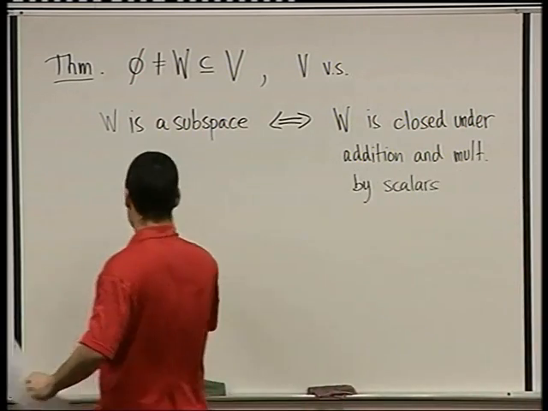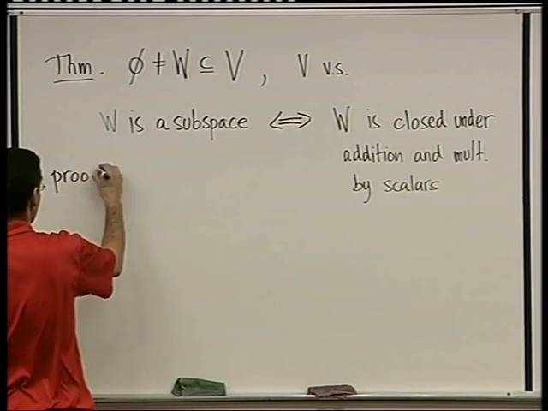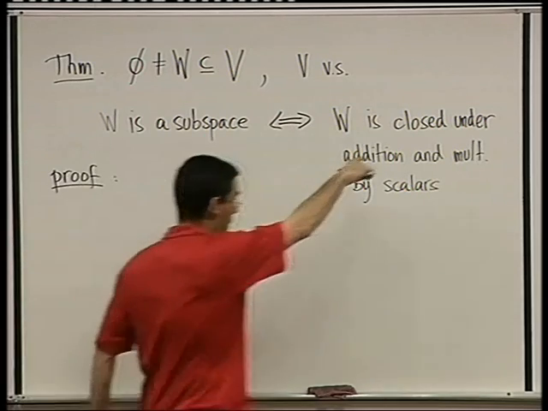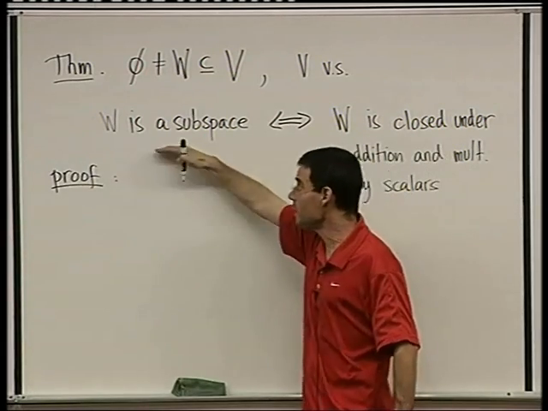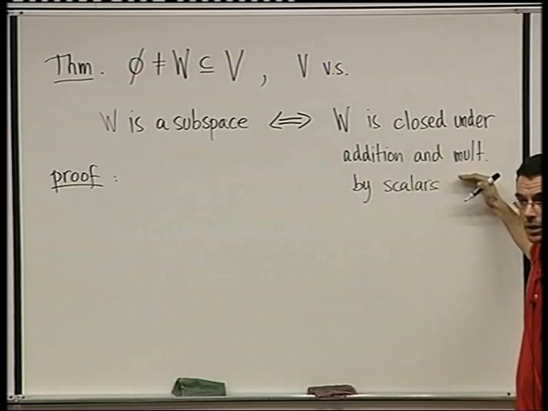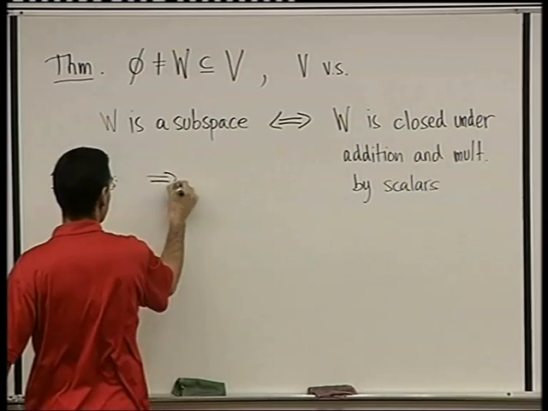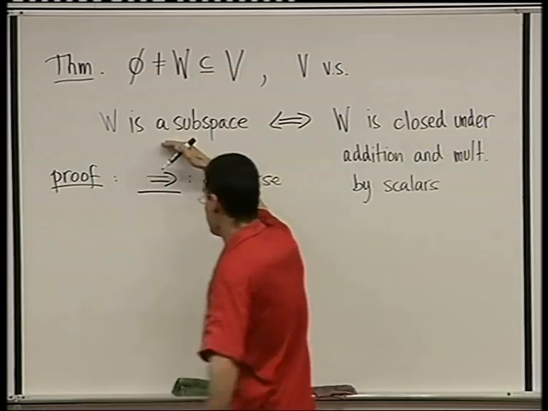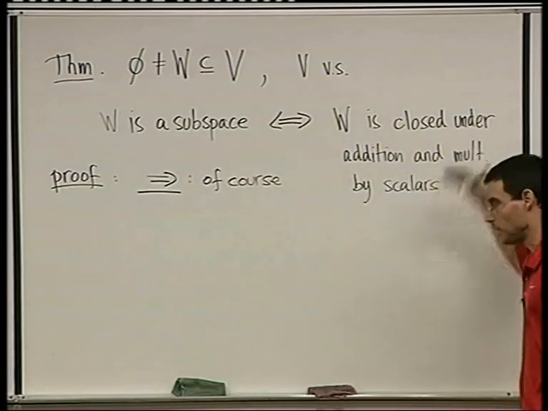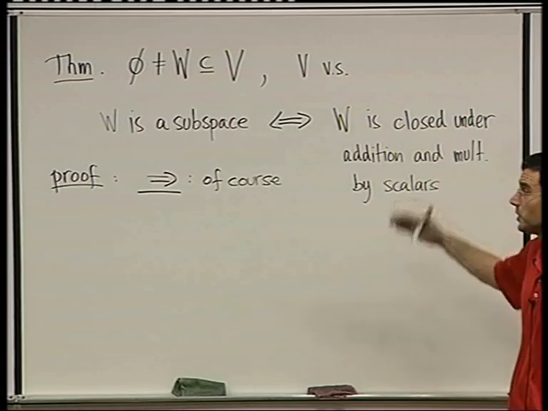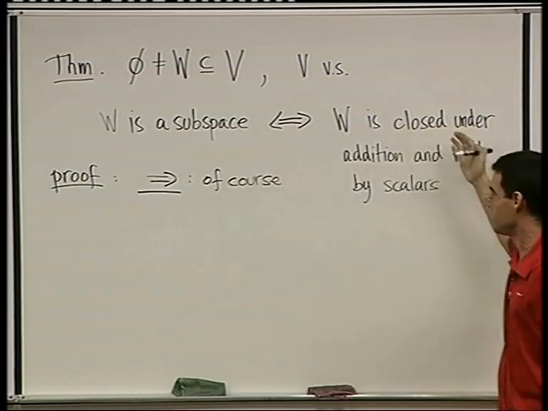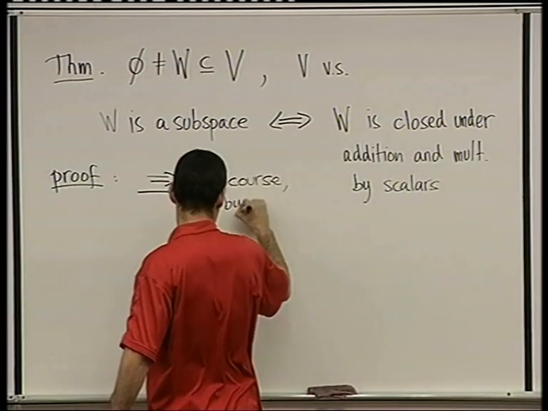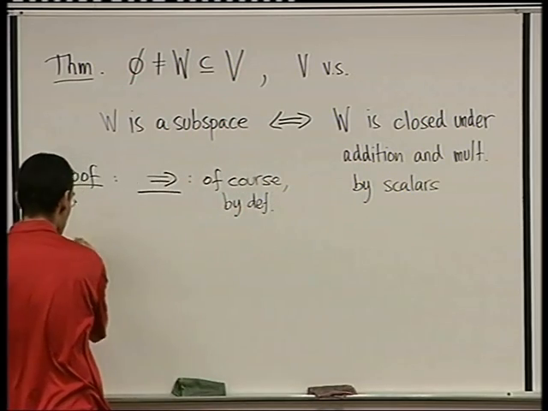So, first of all, do you agree that there are two directions to prove? One direction is, if it's a subspace, it satisfies these two. So this direction is obvious. Of course. Because being a subspace means satisfying these two plus 8 more. So of course, if it's a subspace, it in particular satisfies these two, by definition. What about the other direction?